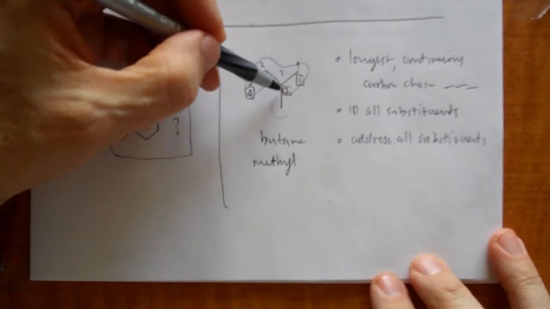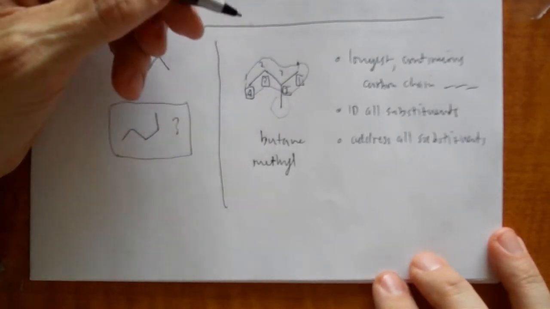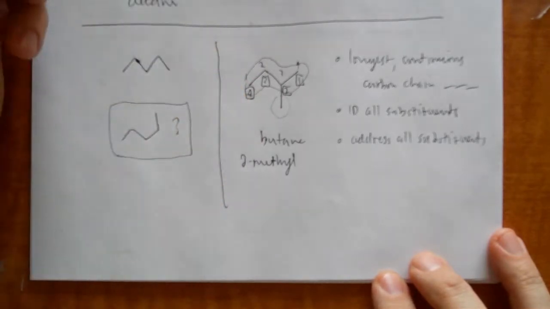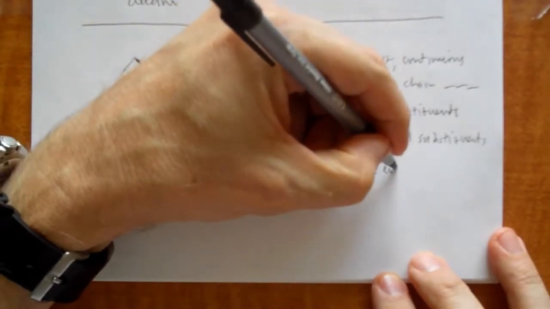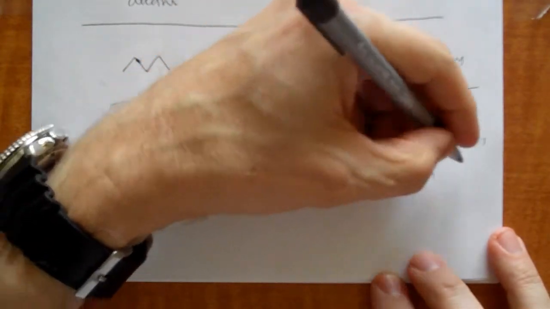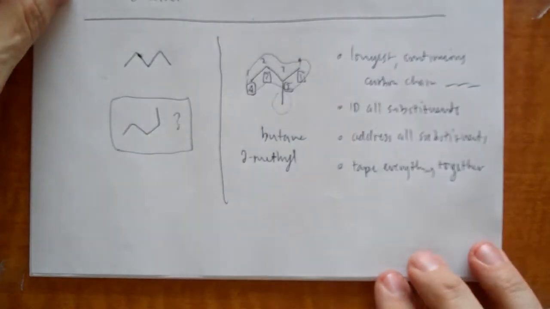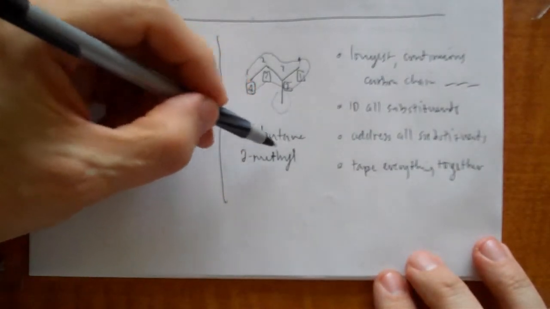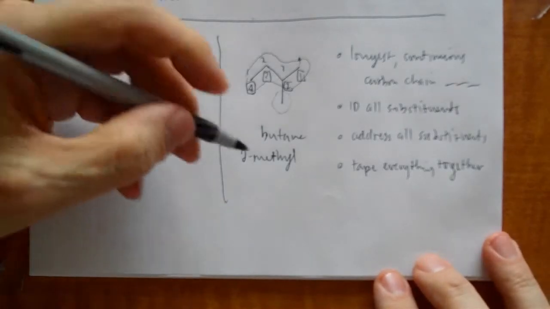It's either 1, 2. It's either 2 or 3. Which is it? And it gets the lowest number, of course. So it's 2-methyl. And then finally, we tape everything together. Get yourself a big roll of, I don't know, duct tape will work nicely. You cut these things out, and you tape them together, and you're going to have to tape them together alphabetically.